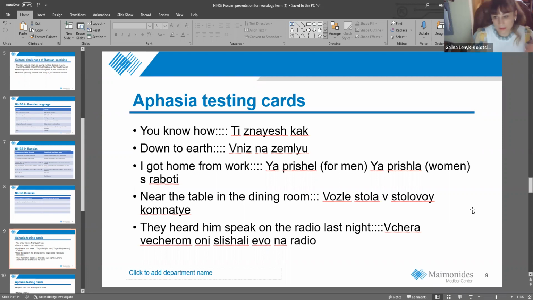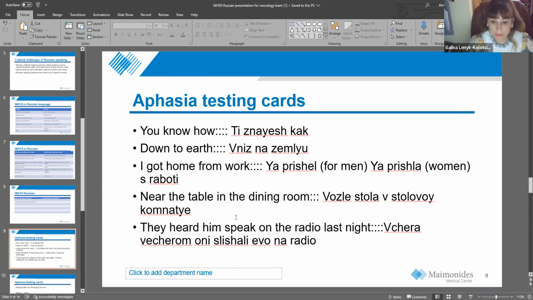Okay, I got home from work. So men and women have different endings. Я пришел and я пришла is for the females. So for the men it's я пришел, and for the females я пришла с работы. С работы is going to be the same for both. So Srinat, say for the men, я пришел с работы. Very good. And Hazel, try я пришла с работы. Very well.